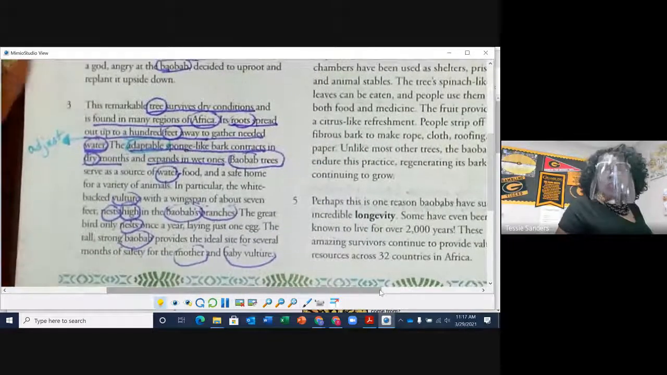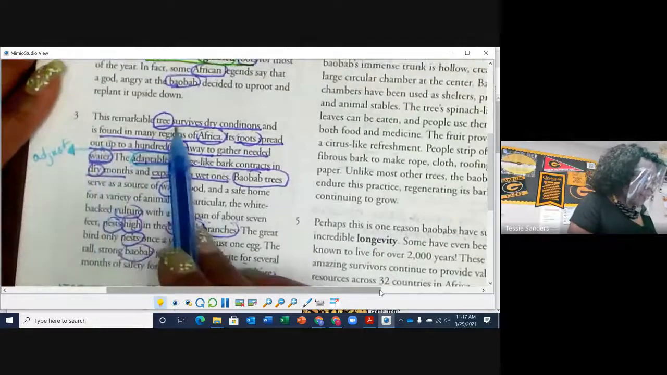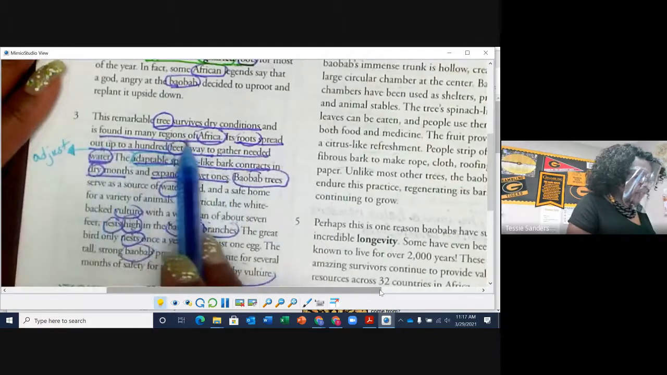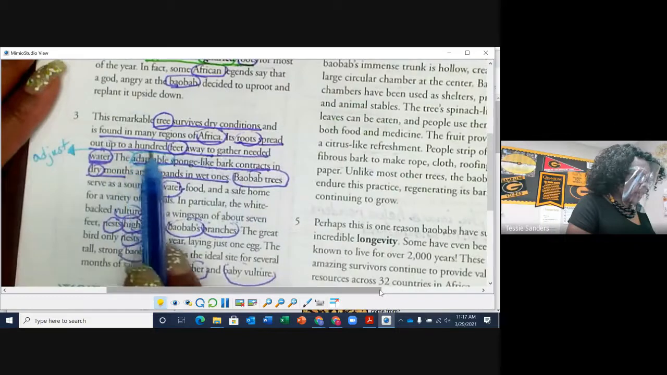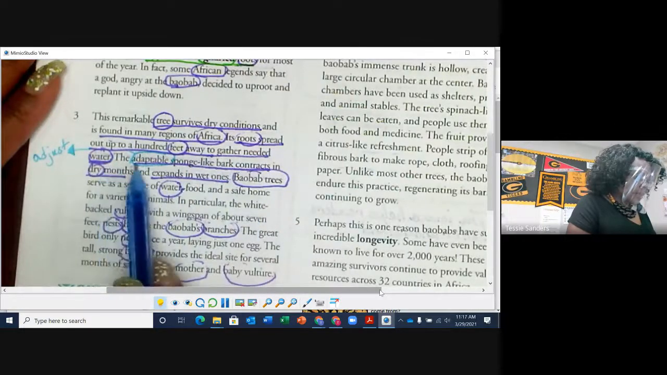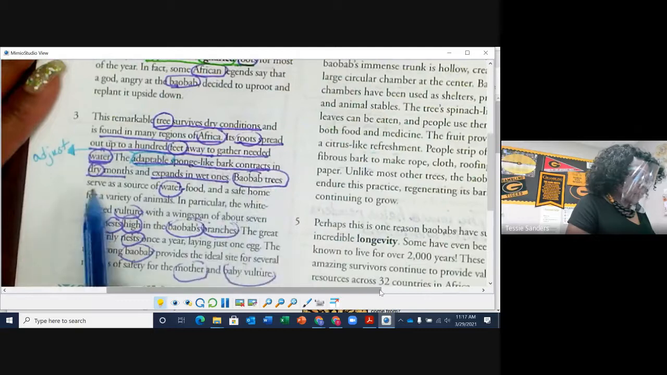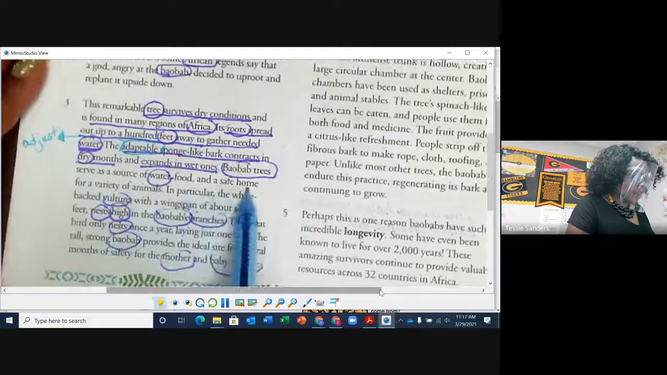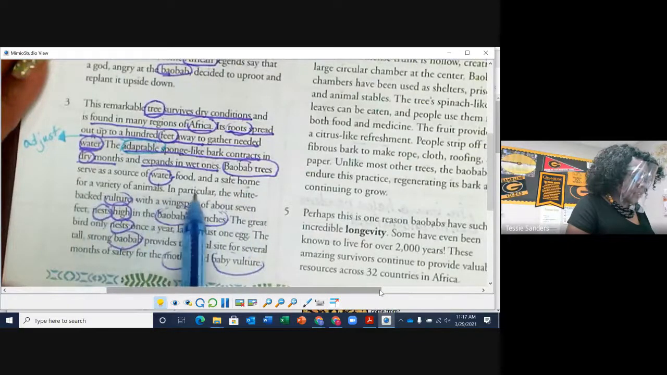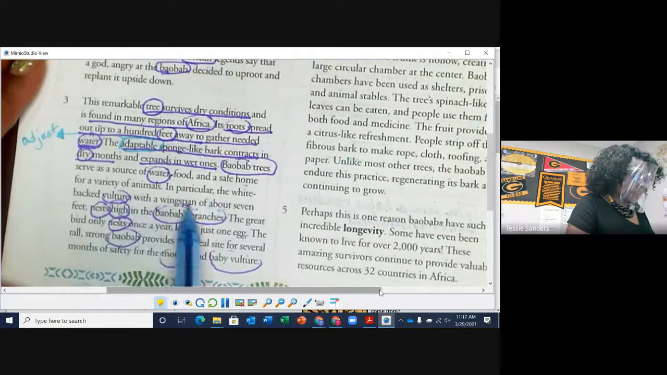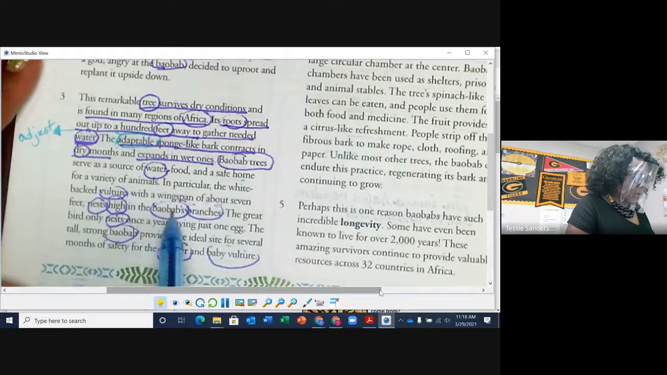We spent a lot of time on paragraph 3, didn't we? This remarkable tree survives dry conditions and is found in many regions of Africa. Its roots spread out up to 100 feet away to gather needed water. The adaptable sponge-like bark contracts in dry months and expands in wet ones. Balboa trees serve as a source of water, food, and a safe home for a variety of animals. In particular, the white-backed vulture, with a wingspan of about 7 feet, nests high in the Balboa's branches. The great bird only nests once a year, laying just one egg. Tall, strong Balboa provides the ideal site for several months of safety for the mother and the baby vulture.